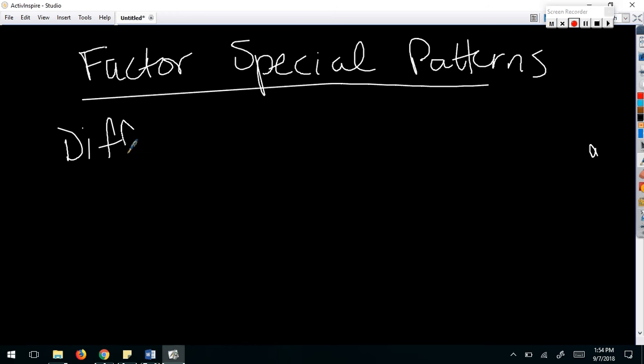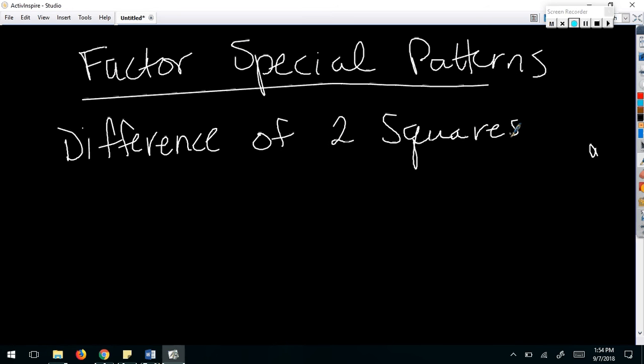The first one, we call it a difference of two squares. So difference means what? Subtract, right? And a square, when I'm talking about a number, is what? What does it mean to be a perfect square? That's right. It's something times itself gives you that number, okay? So give me some examples of perfect squares. 16, 9, 4, 36, 1. Those are all perfect squares.